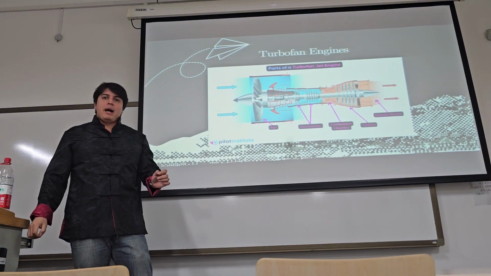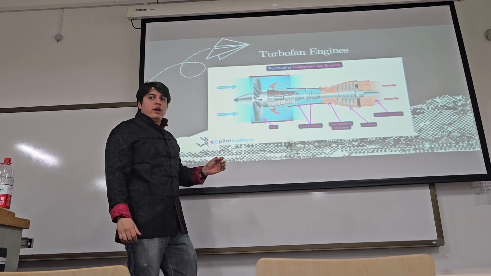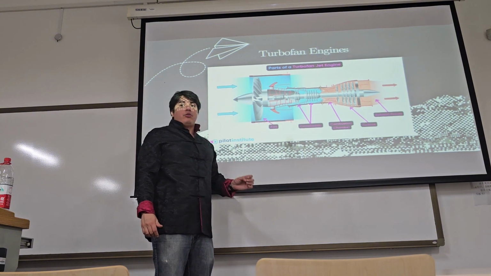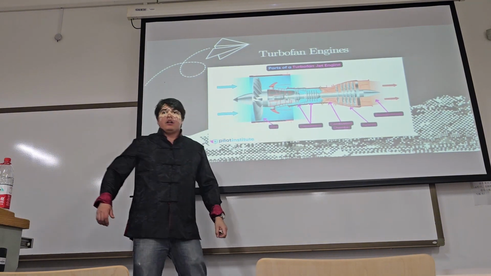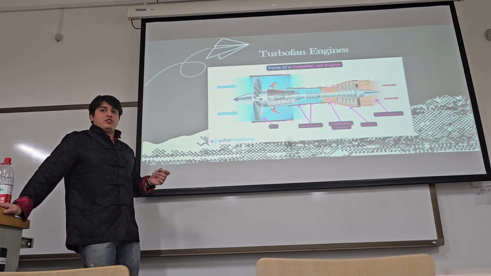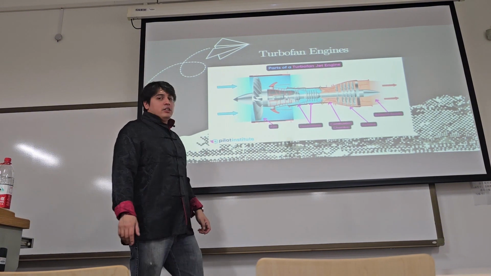The bypass air is the portion of the air that bypasses the engine core and is expelled directly through the rear, creating additional thrust without any combustion. And then we have the core air. The remaining portion of the air enters the engine core for compression, combustion, and exhaust.